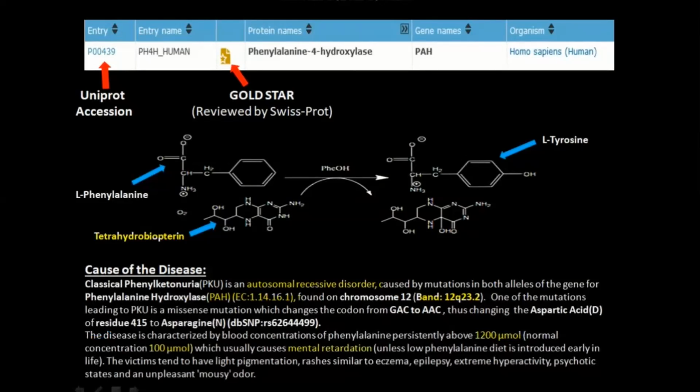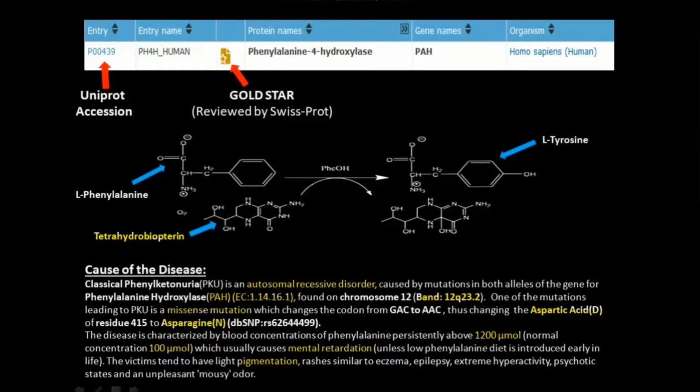There can also be other symptoms such as light pigmentation, rashes, epilepsy, hyperactivity, psychotic states, and an unpleasant mousy odor. One of the mutations that can lead to phenylketonuria is a missense mutation which changes the codon from GAC to AAC. Since GAC codes for aspartic acid and AAC codes for asparagine, residue 415 of the protein molecule is changed from aspartic acid to asparagine.